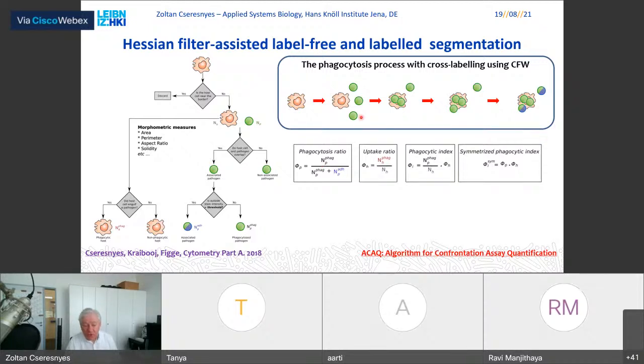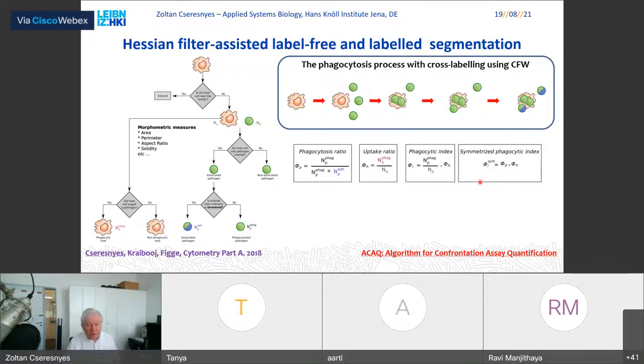So our image analysis workflow's goal is to follow this process: find out how many macrophages we have, how many green spores or fungi we have, how many blue fungi we have, and how many of these fungi are in each macrophage. And then we calculate the following measures. These are the four mainly used phagocytic measures. These describe how well the macrophages are functioning. Usually the higher this number, the better the macrophage is at its job of eating the fungi.